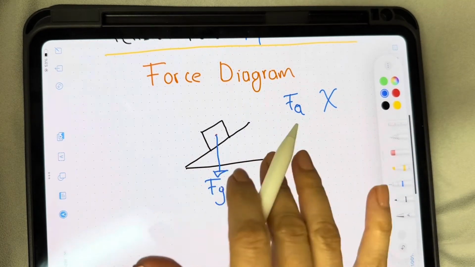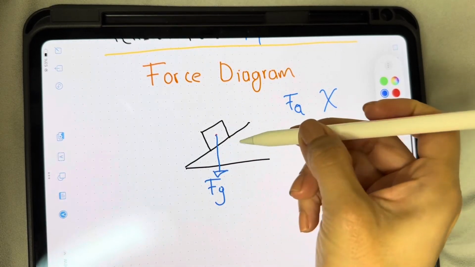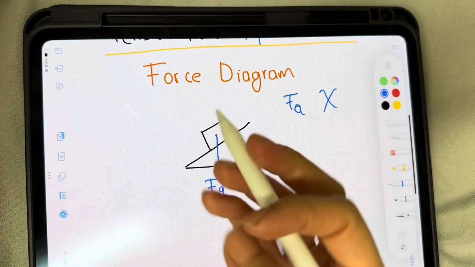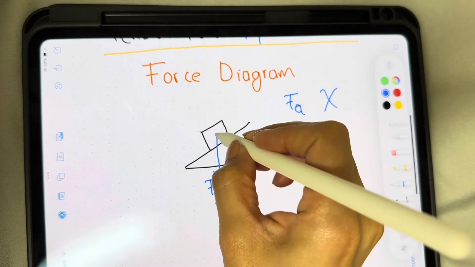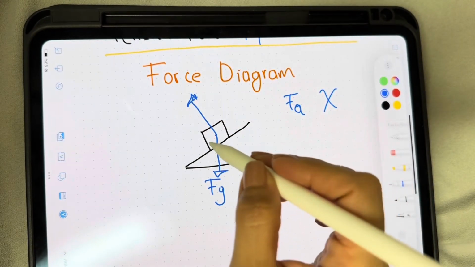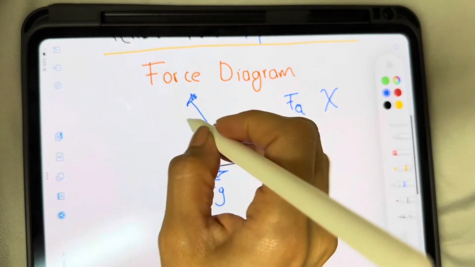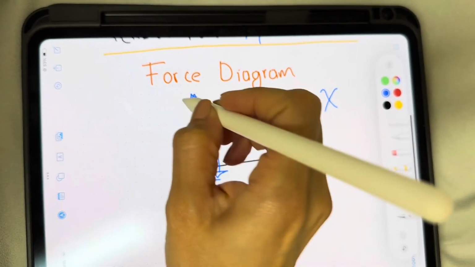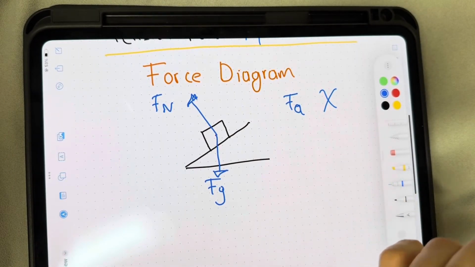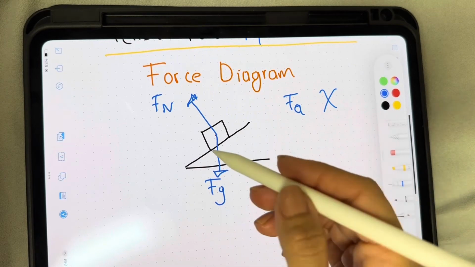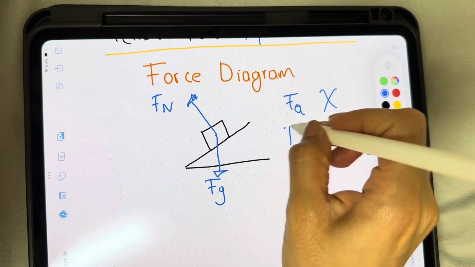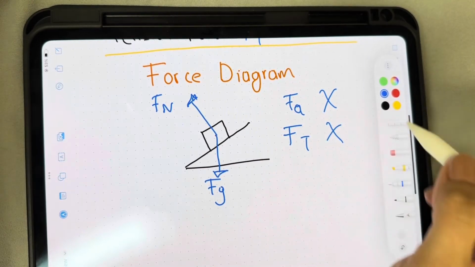Is the box in contact with any surface? Yes, and this is the surface, and the surface, as I said before, is not horizontal. So you want to draw the normal force due to that surface perpendicular, like 90 degrees with the surface, and that will be your normal force. Is there any string present? Is someone pulling at this box through a string? If not, that means that we don't have tension. So force of tension is not present.